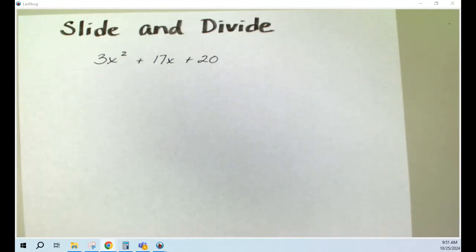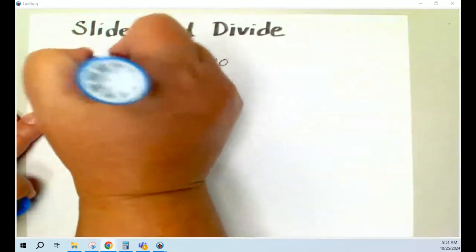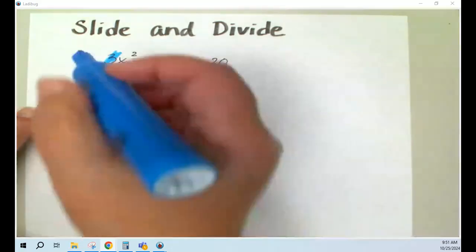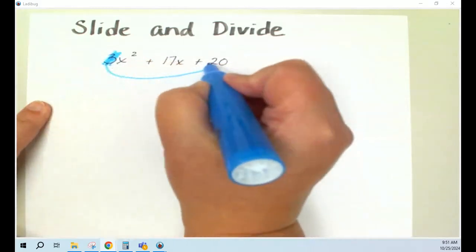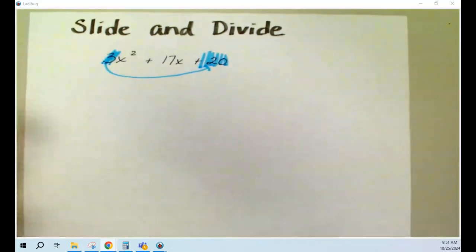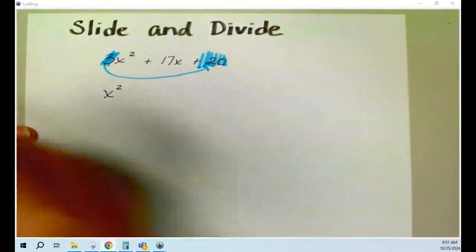What slide and divide says is it's going to tell us that this 3, that coefficient of 3 that's in front of our x squared, is kind of what's making the factoring a little bit more challenging. And so it tells us to slide it. And we're going to slide it all the way to the back. And we're going to multiply it with that 20. Okay. So we're basically going to remove it from the front here. Okay. And so it's going to become just an x squared.